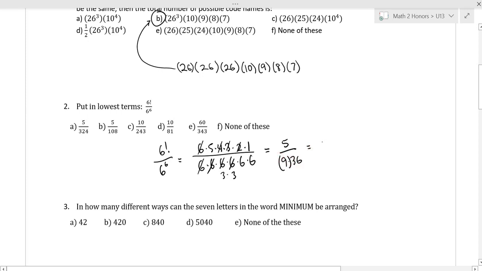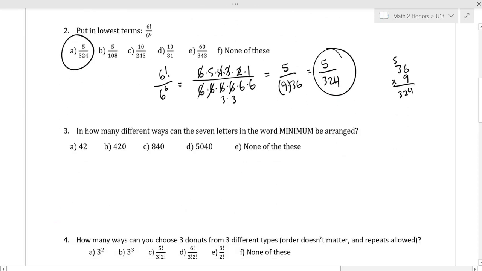which is going to be 5 over 36 times 9, 324. There we go. No calculator.